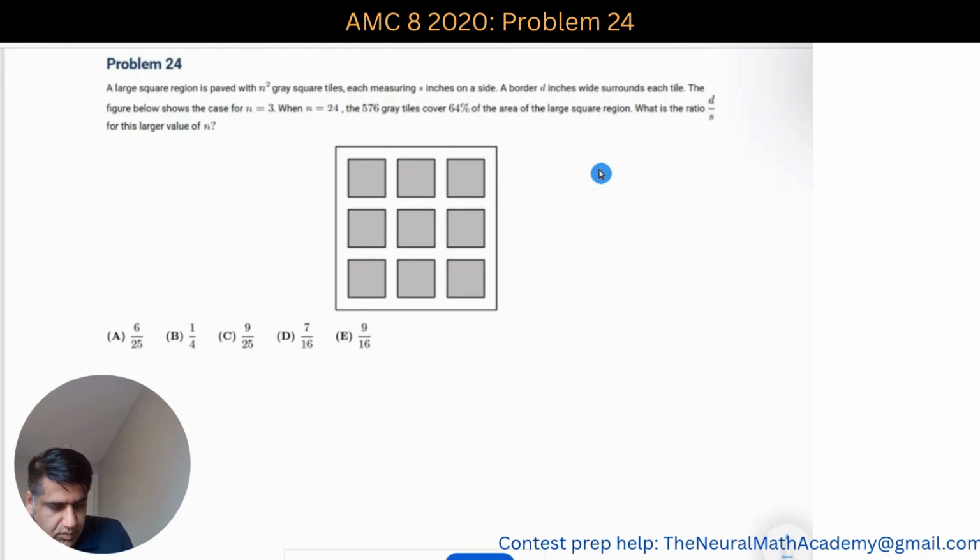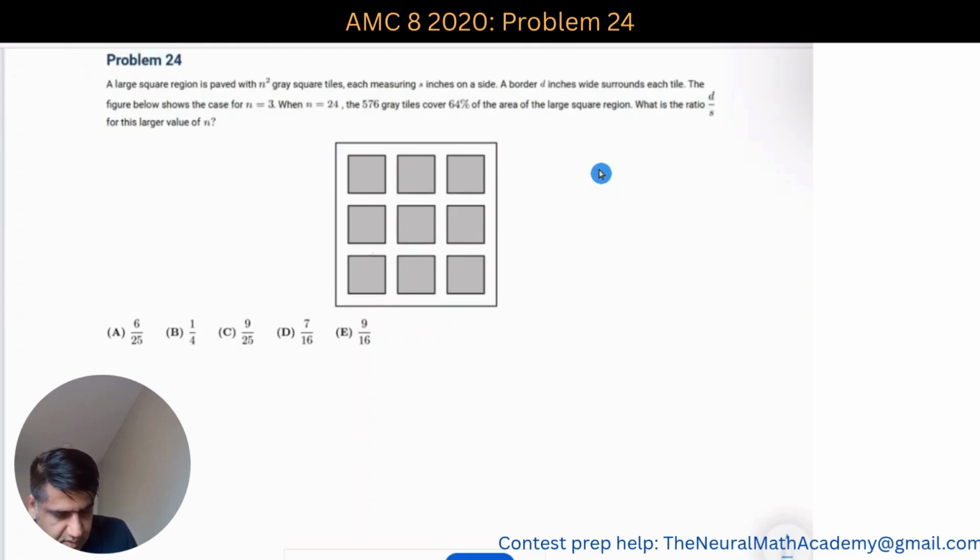So what we have to find out, as stated, is d over s. D is the distance between the tiles and the edge, and also between the tiles. So this is actually d we have, and also we have d we can see along the vertical sides as well. Okay, and s is the side length. So from here we can make one observation.